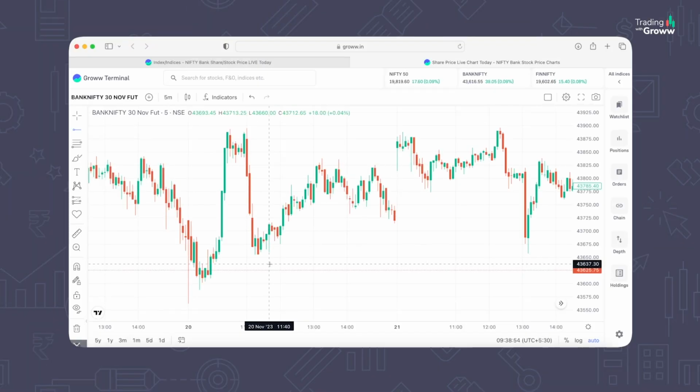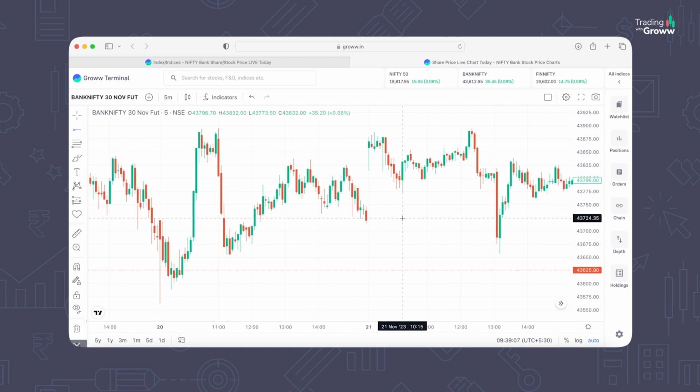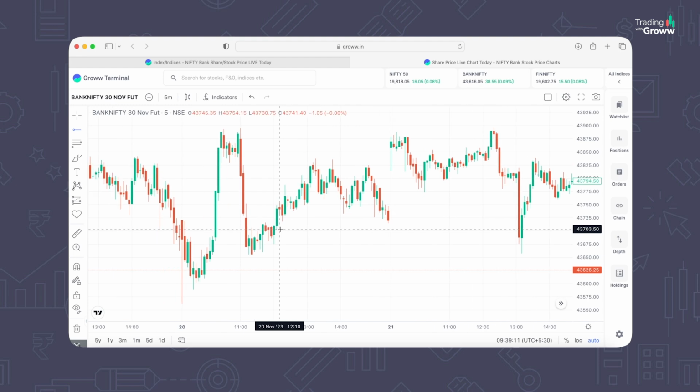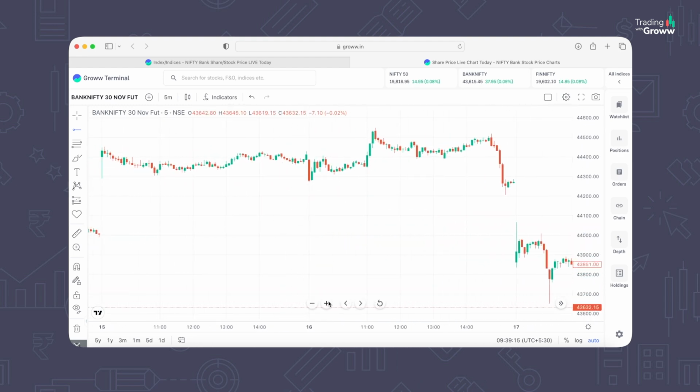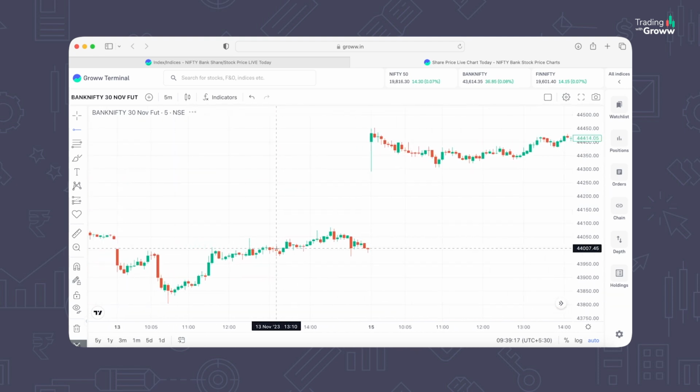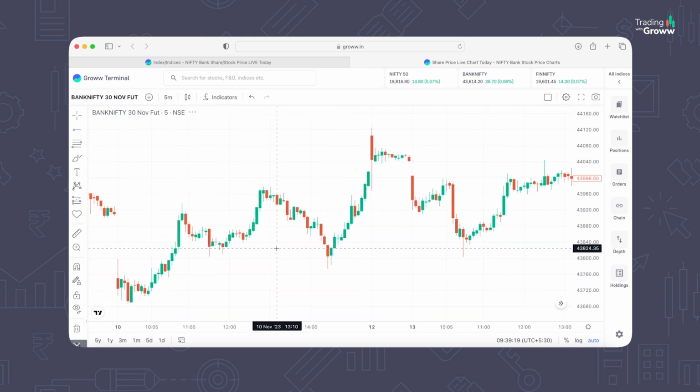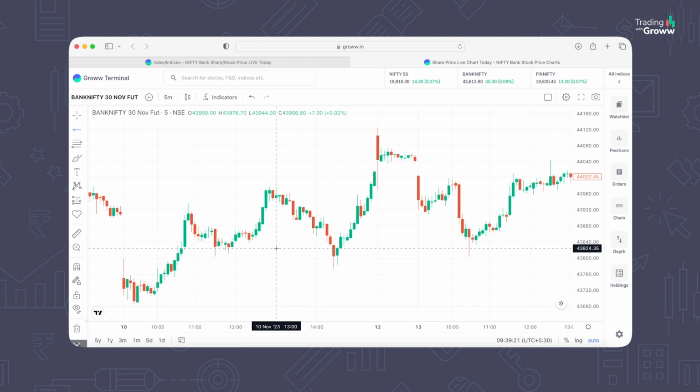So I opened the Bank Nifty futures chart here. It's a 5 minutes default chart in the Groww terminal. With respect to any kind of instrument, once the market opens, as you can see in this 5 minutes chart, there are a lot of ups and downs in the market. Specifically, during the first 30 minutes after the market opens, there will be a lot of volatility where the market could move zigzag. The market can initially move up for a bit and then move down for a bit. So there will be a lot of ups and downs during the initial 30 minutes.